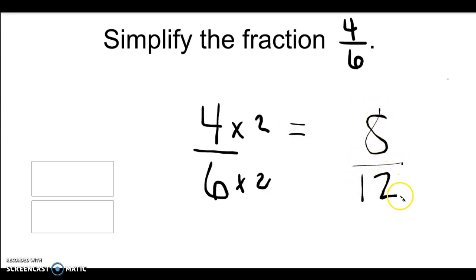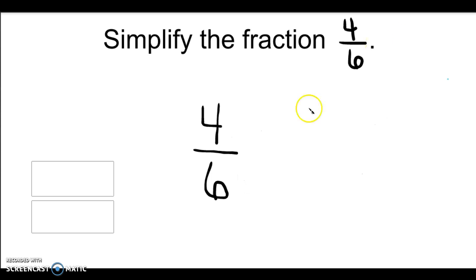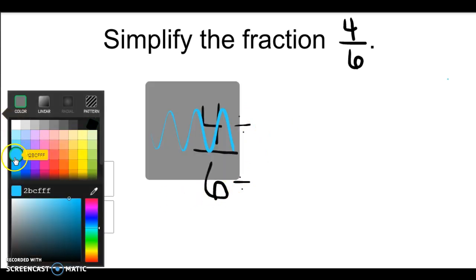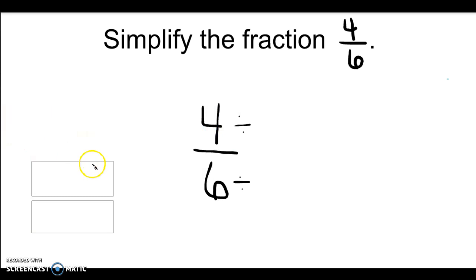Now that's all fine and dandy, but I haven't made this fraction any easier for my brain. In fact, I've made it a little bit harder because I've made the denominator bigger. Okay, I went from a 6 to a 12. So if we're going to simplify fractions, we're always going to be dividing them. We always need to divide them by the same number to make those numbers a little bit smaller.